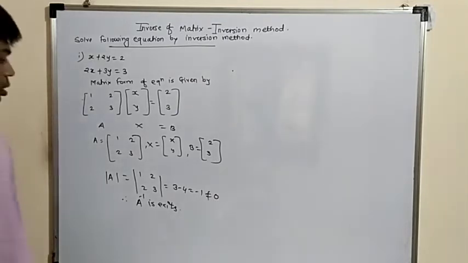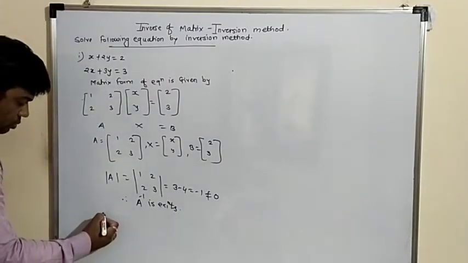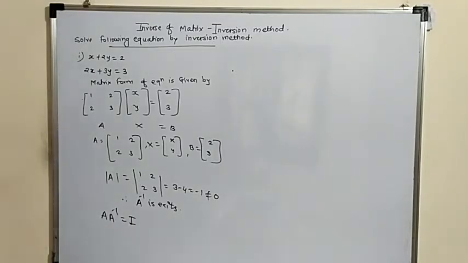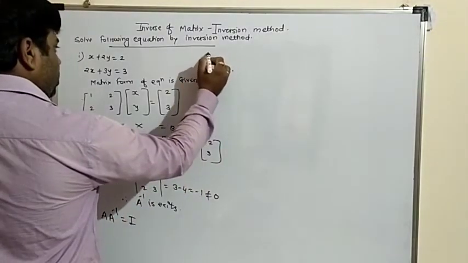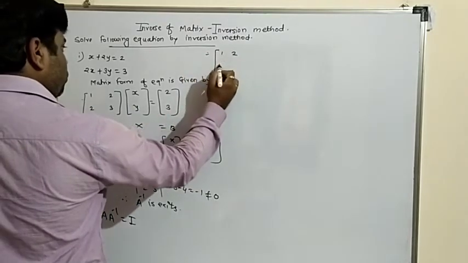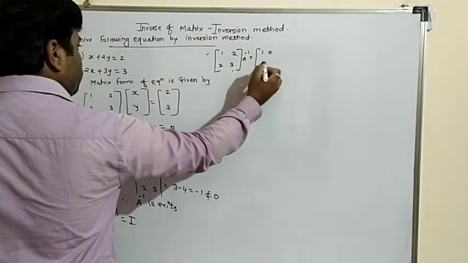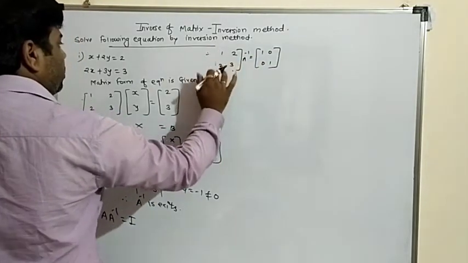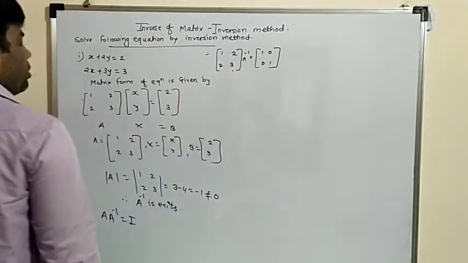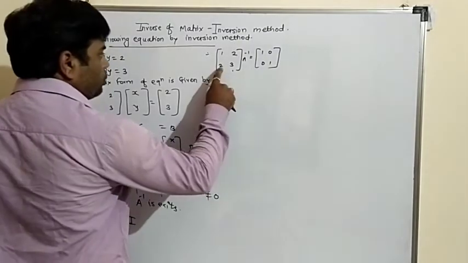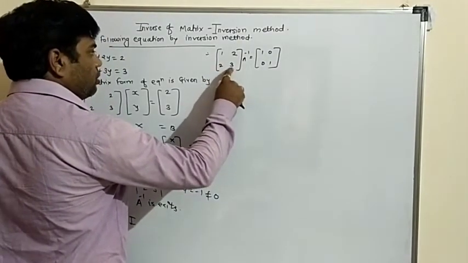Now we know that A into A inverse is equal to I. Any matrix multiplied with its inverse gives I. So first we have to find the inverse. A is 1, 2, 2, 3 and I is 1, 0, 0, 1. Now we have to find the inverse by elementary row and column transformations. You have to make 0 here, 1 here, and 0 here.